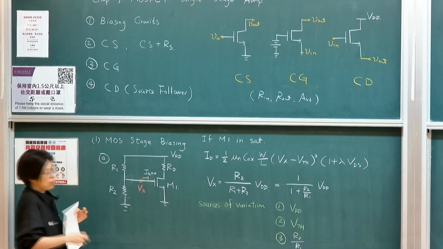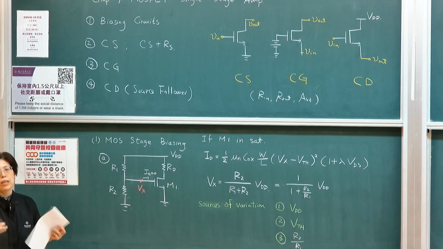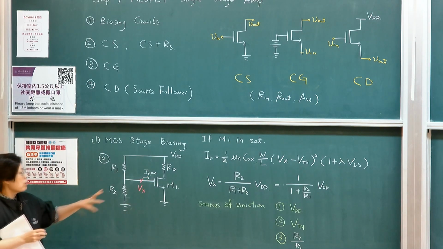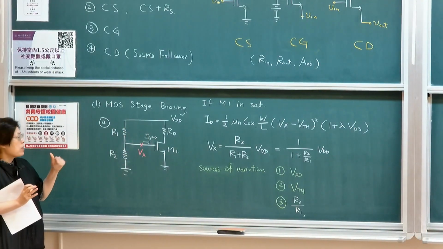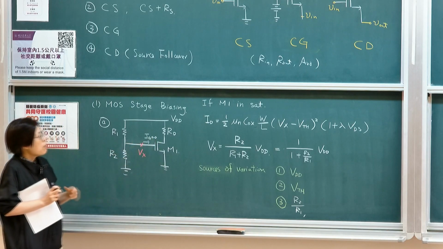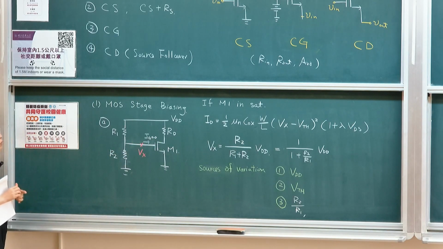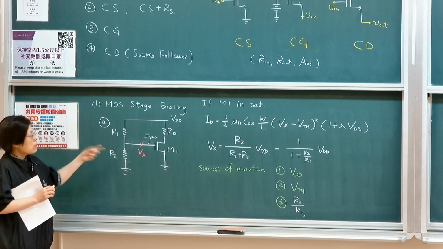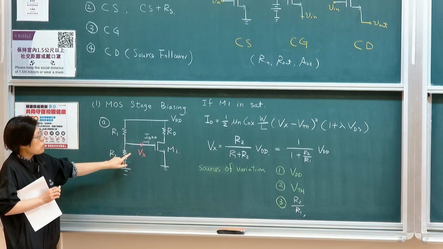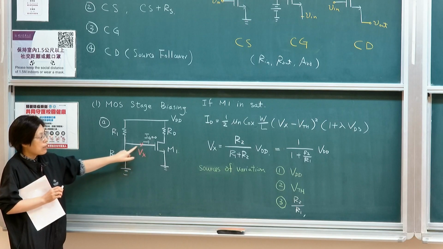So you don't need to even make the assumption that base current is small, or to make this much, much larger than that. There's no consideration of that because the current is zero. Therefore, if you're doing the simple voltage dividing biasing, this is the voltage divider circuit, it's very easy. You want to use this biasing circuit to set your particular VX.